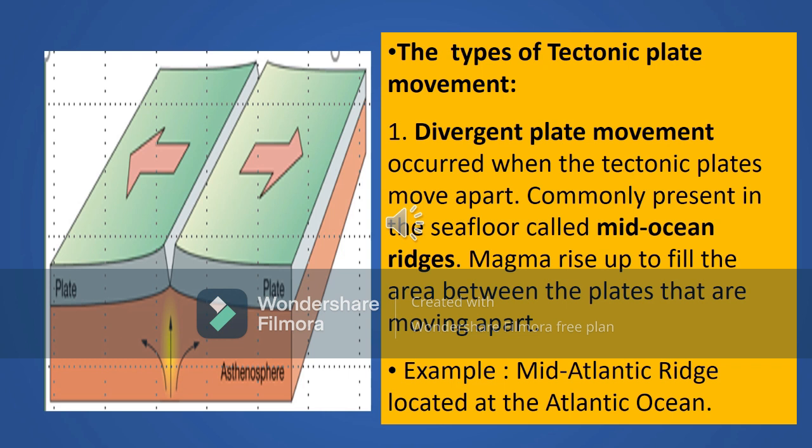Number 1, divergent plate movement occurs when the tectonic plates move apart. Commonly present in the seafloor, called mid-ocean ridges. Magma rises up to fill the area between the plates that are moving apart. Example, Mid-Atlantic Ridge, located at the Atlantic Ocean.